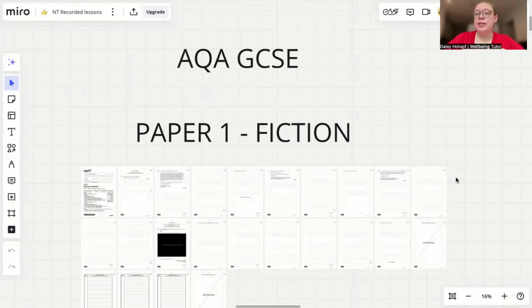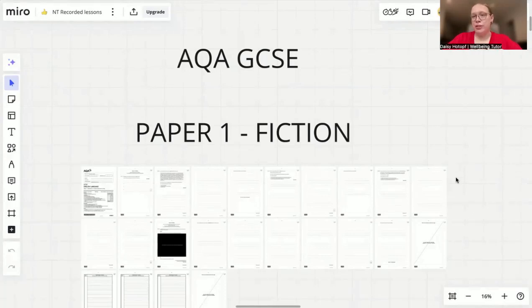This is a really popular exam board. I would say most schools in England use AQA. I'm always surprised if I come across a school that doesn't use AQA. Some private schools or international schools will use international GCSEs. Otherwise, when it comes to state schools, most of them will use AQA. So this one is tried and true.